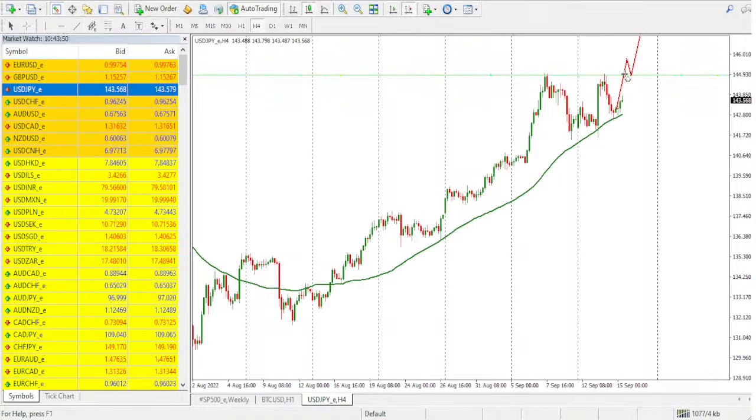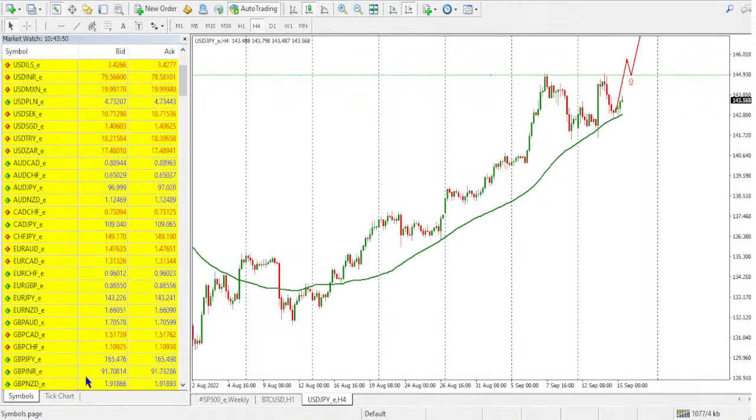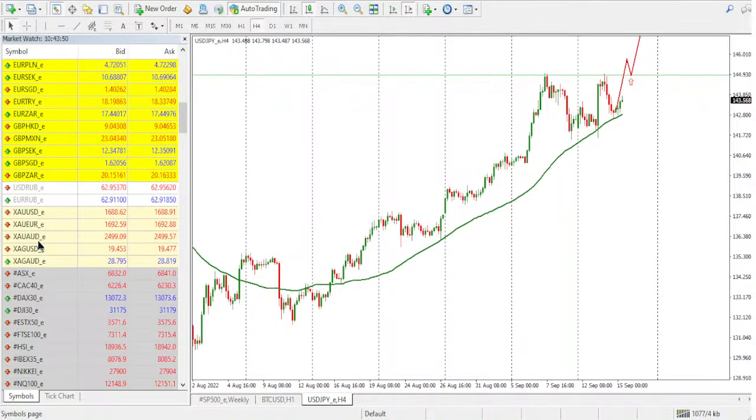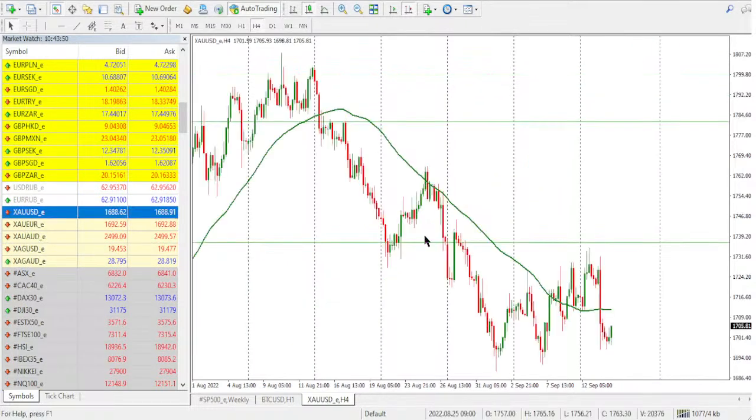If the price bounces off, this will give us a good place to buy from. We are looking for a continuation upwards, a retracement before the price can extend to the upper side. So that's my opinion on that chart. My next chart is gold.